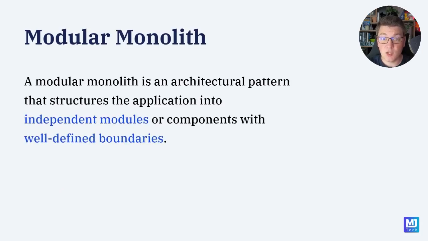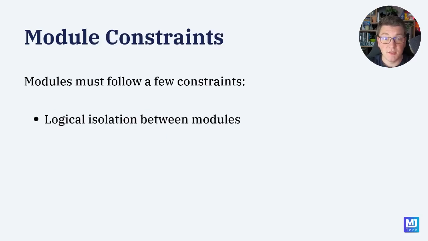Let's start with a quick reminder of what is a modular monolith. It's an architectural pattern that structures the application into independent modules or components with well-defined boundaries. All of this sounds nice on paper, or in this case on the screen, but how do we actually enforce this in our design? This is where module constraints come in. So our modules inside of the modular monolith must follow a few constraints that we are going to define now.